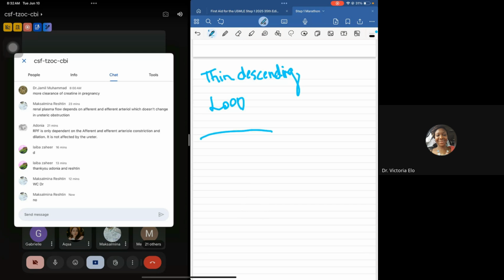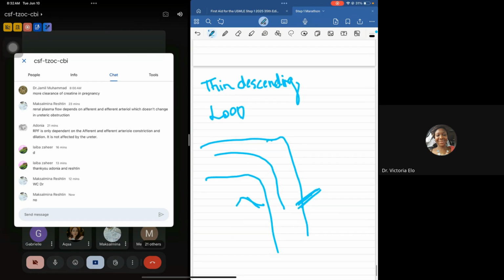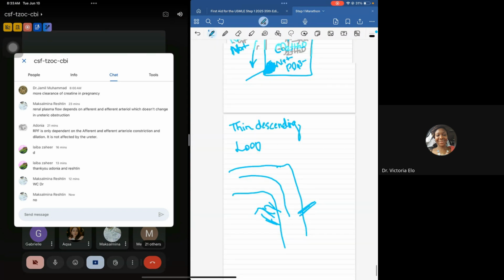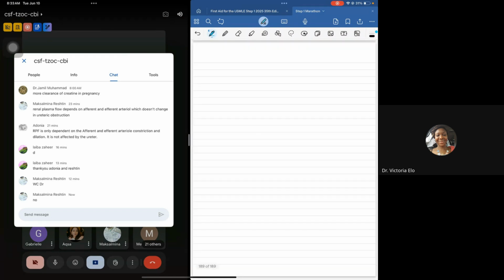If all of the solute is coming here, along with everything, what is the body going to do? The body is going to absorb only water from here, right? Only water is going to get absorbed, and then the urine is going to get hypertonic. So this area is known as the concentrating segment, and the urine is going to get concentrated. It's impermeable to sodium. So if they ask you what is the concentrating segment of the nephron, it is going to be the thin descending loop of Henle.